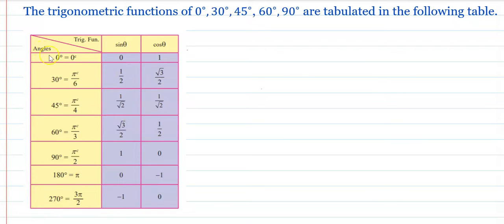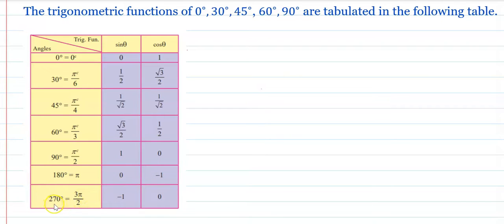Here we took angles. Angle is 0: sin 0 is 0, cos 0 is 1. These are the trigonometric functions. Sin 30 is 1 by 2, cos 30 is root 3 by 2; sin 45 is 1 by root 2, cos 45 is 1 by root 2. Next, sin 60 is root 3 by 2, cos 60 is 1 upon 2. For 90, sin 90 is 1, cos 90 is 0. Sin 180 is 0, cos 180 is minus 1.